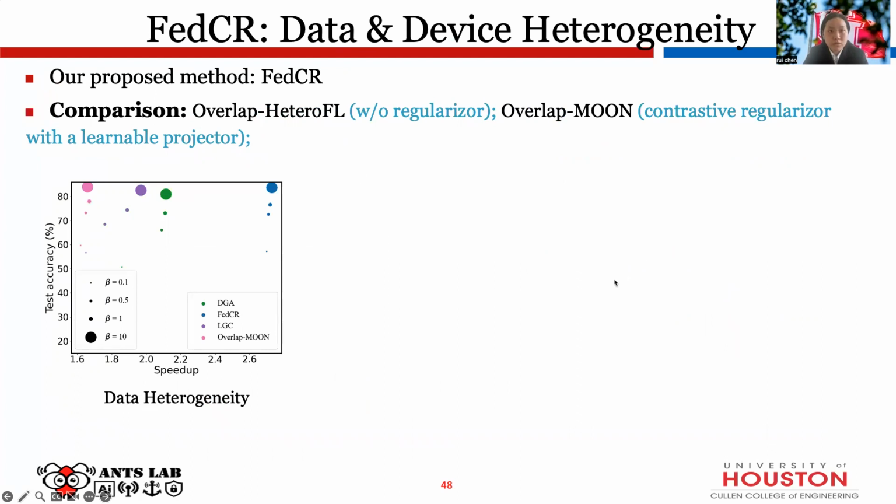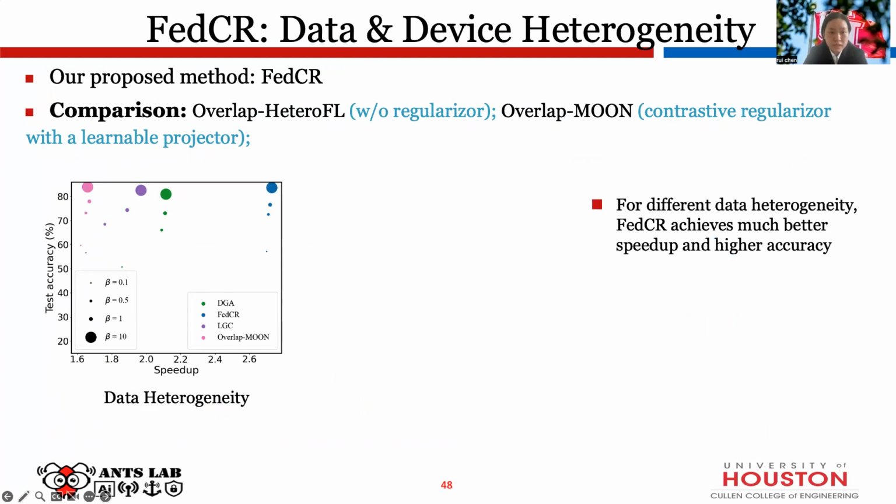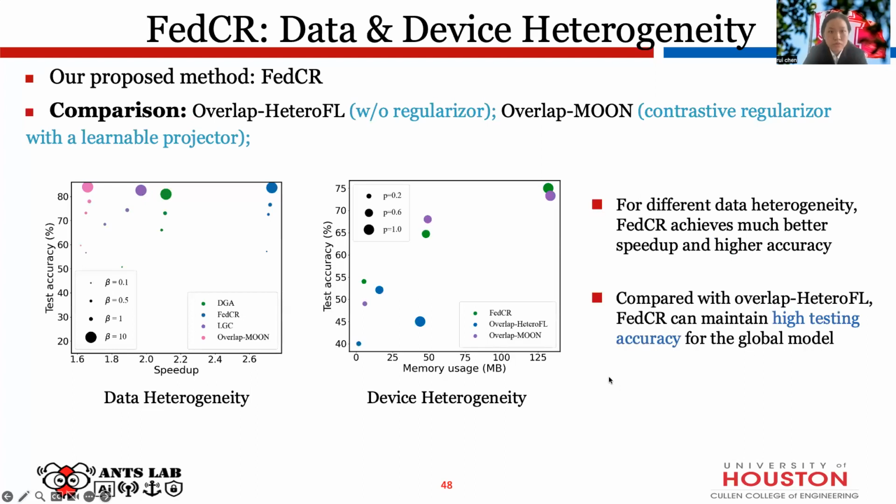And here we also evaluate the performance on different data distributions. So for different data heterogeneity levels, our proposed method can have a much better speedup and higher accuracies. And also we consider the device heterogeneity. Specifically, we consider 3 types of devices. According to their capability, they can choose different subnetworks.